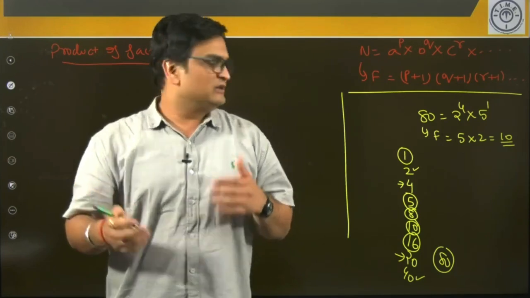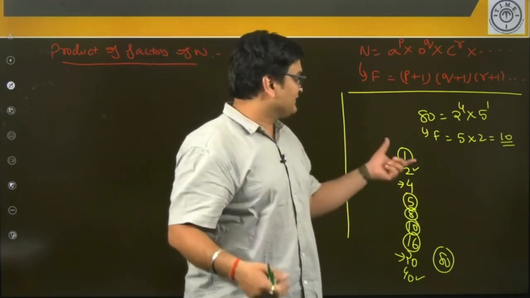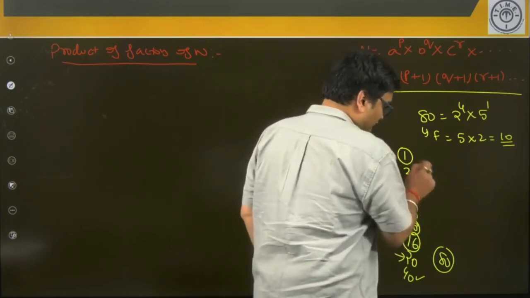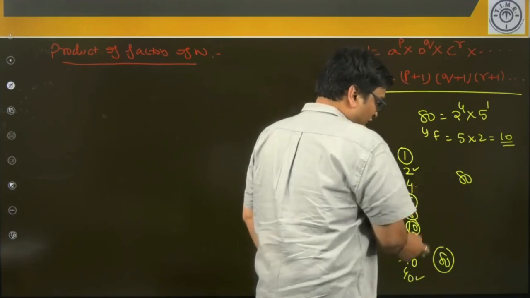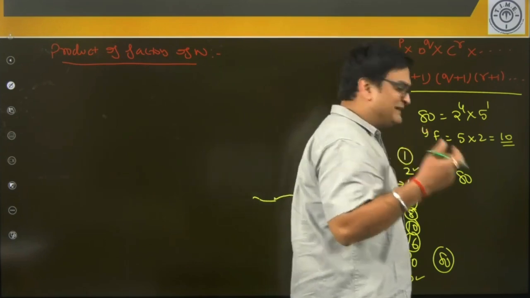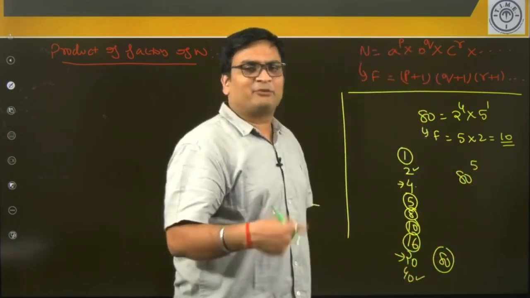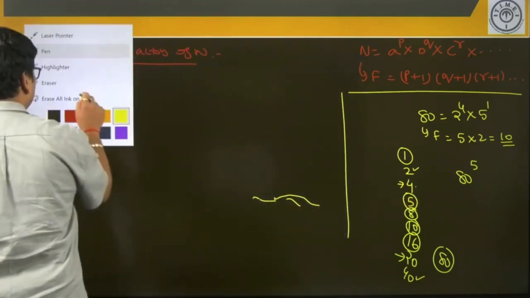So when you multiply all of them, you will get the number itself, which is 80, 5 times. Can we say this? 1 into 80 is 80, 2 into 40 is one more 80, 4 into 20 is one more 80, and 5 into 16 and 8 into 10 are also 80. So 80 will come 5 times. Thus my product of factors is going to be 80 to the power 5.